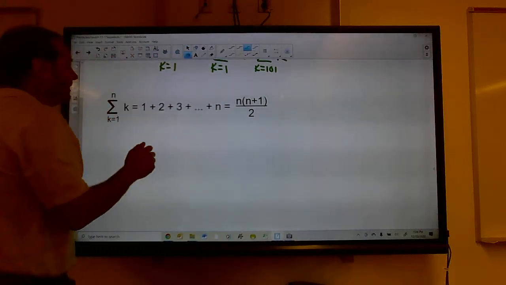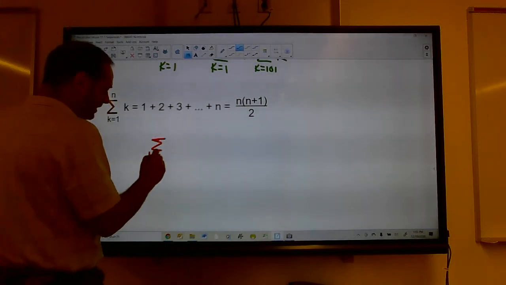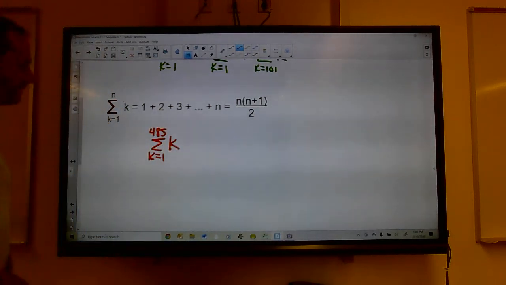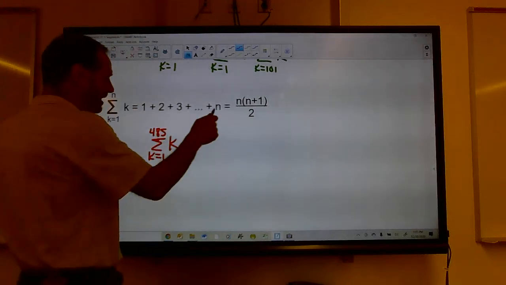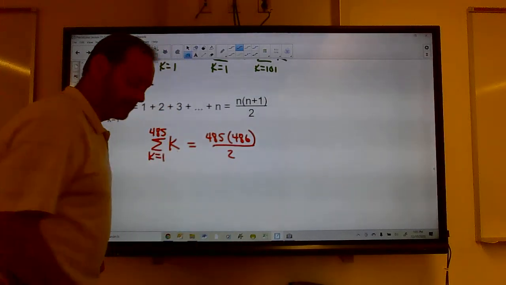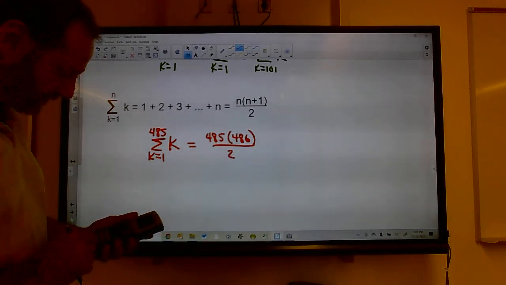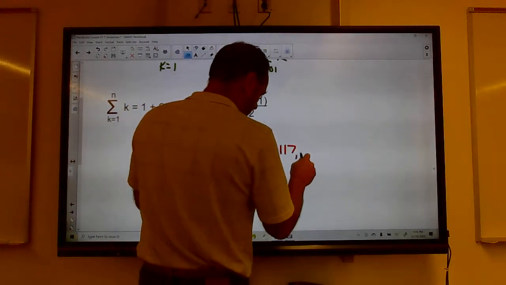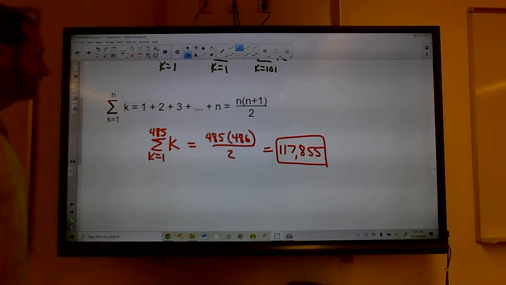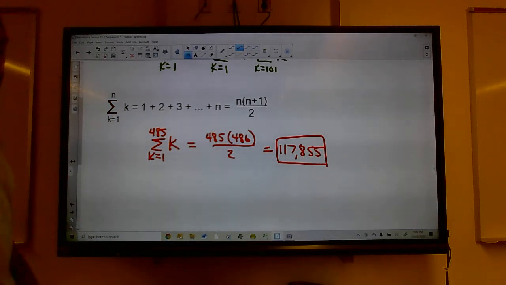And you can amaze freshmen in the lunchroom with this kind of stuff because you can do things like this. Hey, find the sum from k equals 1 to 485 of the k's. Oh, well, let's see, I can do that in about 2 seconds. I don't have to add up all those numbers. That's just going to be 485 times 486 divided by 2, and that's 117,855. And I'm done. It takes no time. It's no harder to do this than it is to do the sum from k equals 1 to 4 of the k's.